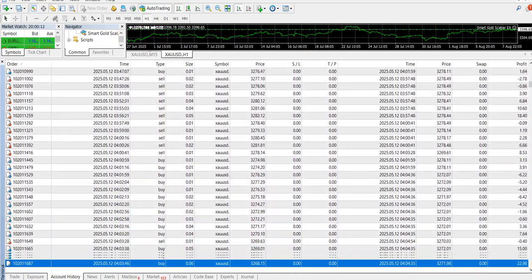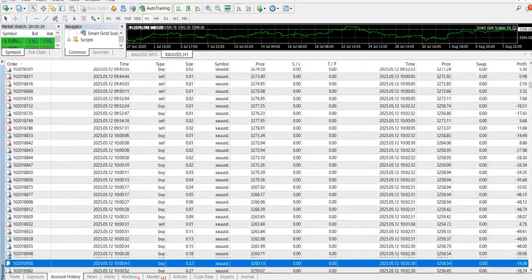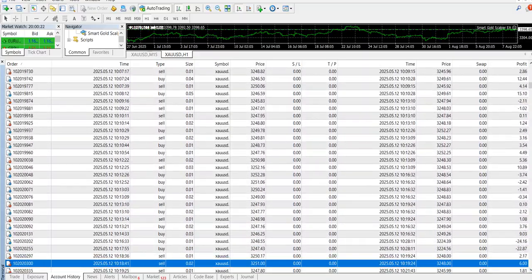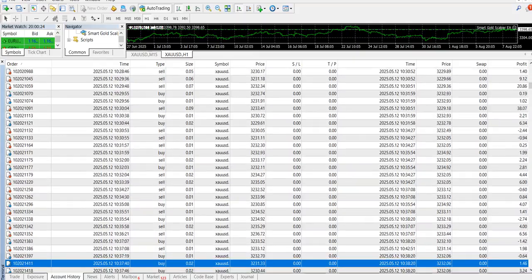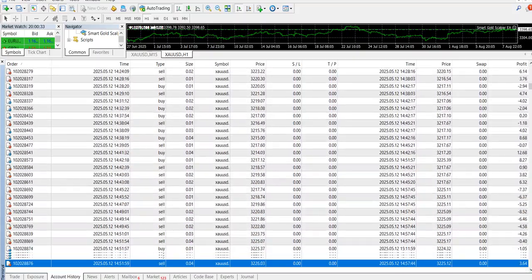I think it's going to take more time, because it's just the 12th of May, while we started on the 5th of May. So it will take a lot of time, because there are so many trades, and this is the data for 3 months. So let me speed up the process.